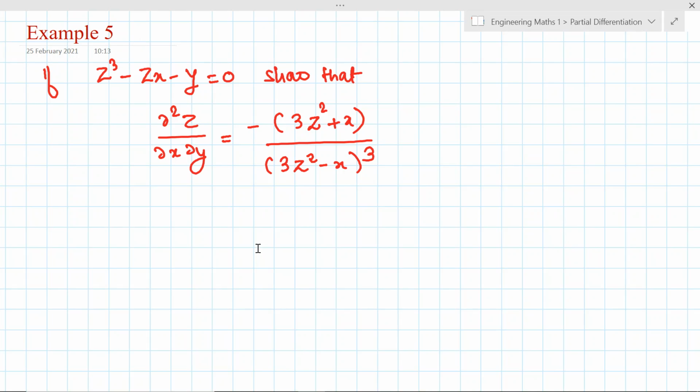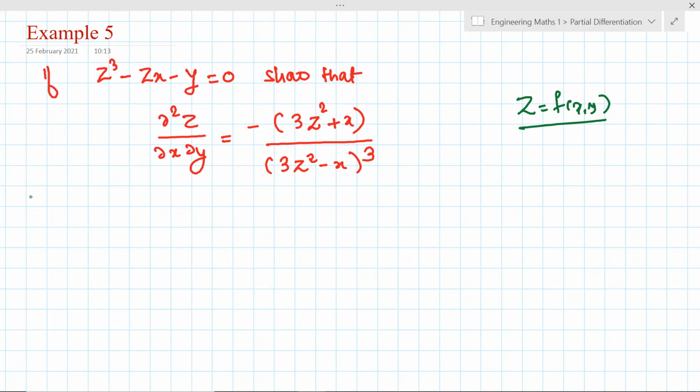z cube minus zx minus y equal to 0. We have to show that ∂²z/∂x∂y is equal to minus (3z² plus x) upon (3z² minus x) whole cube. Now here, what is z? z is a function of x and y. This is a composite function of x and y, so we need to keep that in mind.